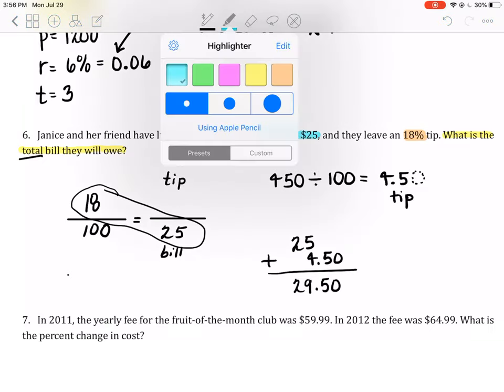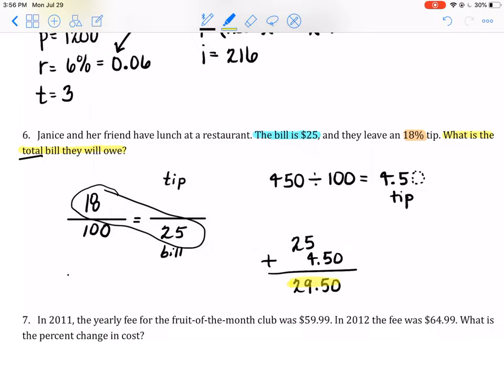Now sometimes they'll ask you to find each person's share of the bill. But this time they didn't. So you have to really pay attention to what the bare bones of the question is asking. Okay, I'll see you back for 7 and 8.